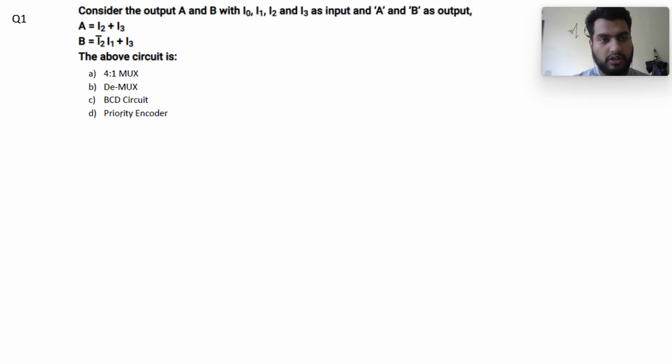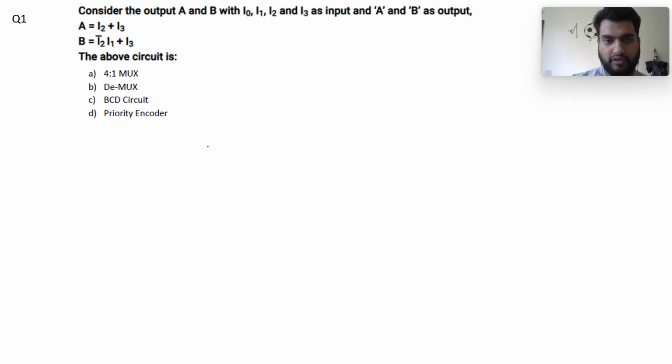Question number 1 asks us to consider the outputs A and B. We have I0, I1, I2 and I3 as inputs and A and B as outputs. This is given as the Boolean expression of A and B. The question asks, what is this circuit? Just by looking at the options and the function, we can simply say that it is a priority encoder, a priority encoder which has 4 inputs and 2 outputs.